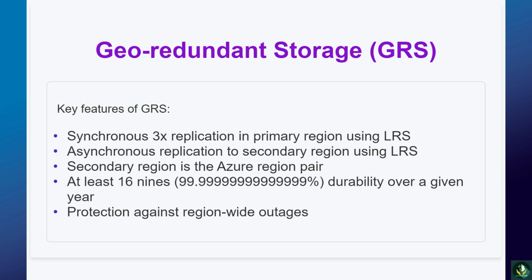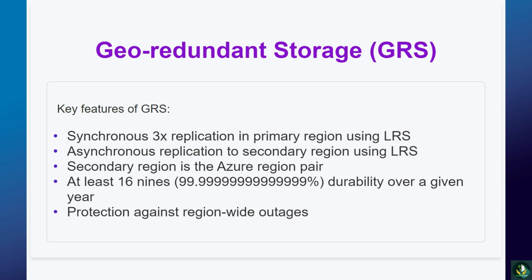Failover capabilities. In the event of a major outage in the primary region, Azure provides the option to fail over to the secondary region. This process transitions the secondary region to become the new primary, allowing continued access to your data. Cost considerations. While GRS offers superior protection, it does come at a higher cost compared to locally redundant options. Organizations need to balance their durability and availability requirements with budget constraints.